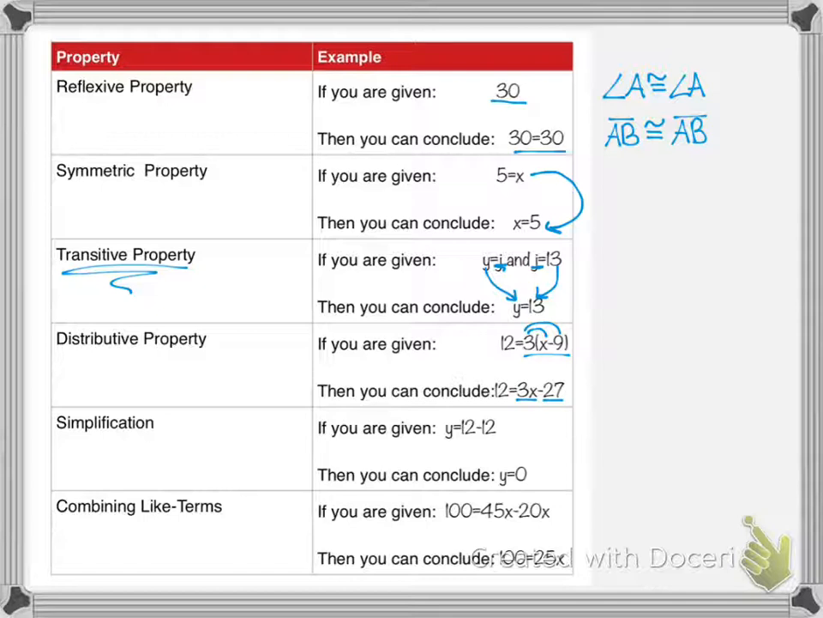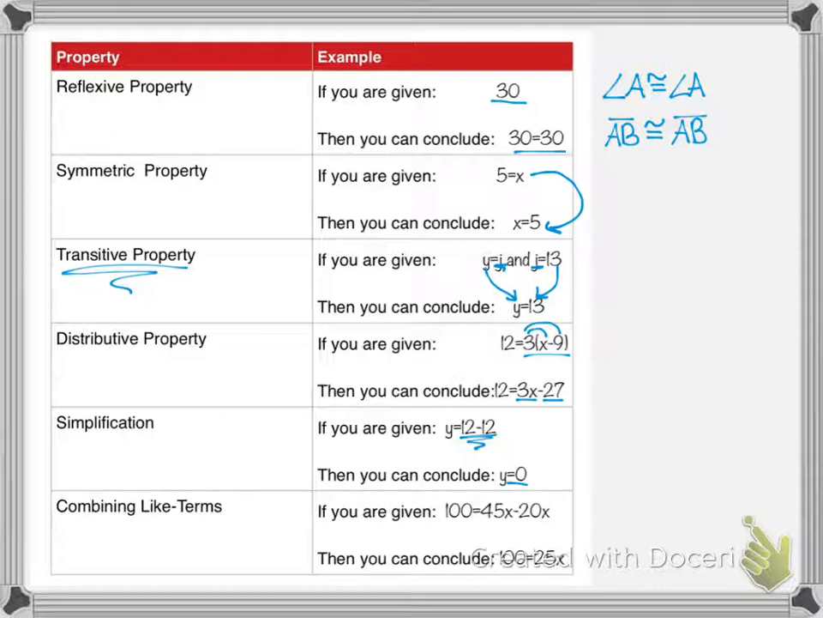All right, next we have simplification. This is just like when you are combining something, when you're doing 12 minus 12. I just simplify to say that y equals 0 because I know that 12 minus 12 is 0. So if you have to show that step, that is simplification.